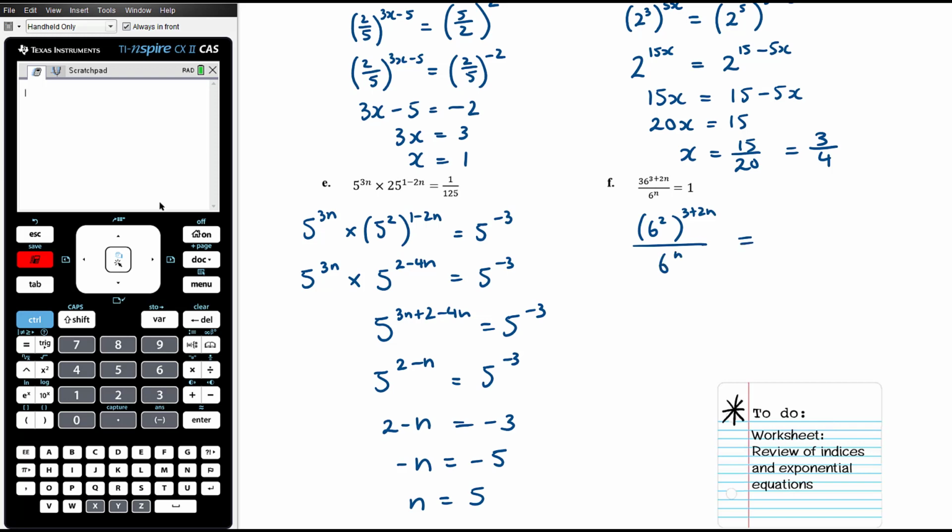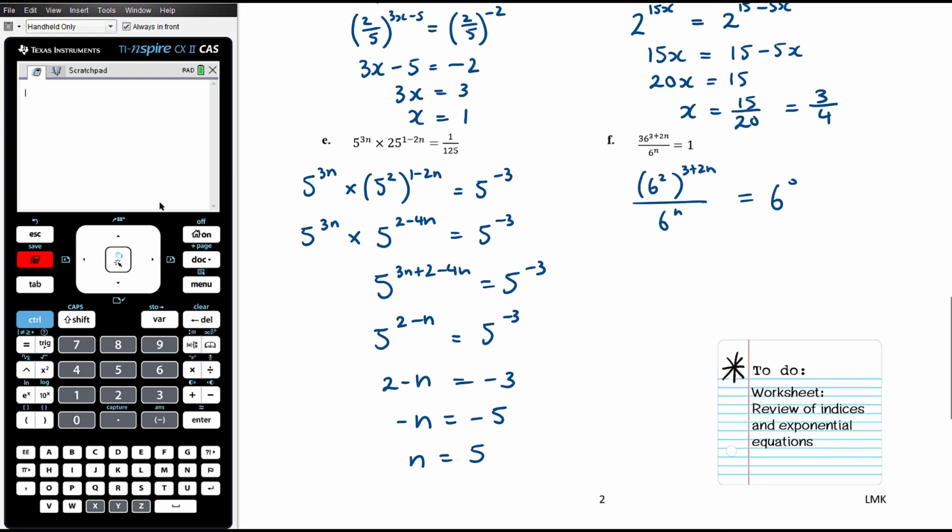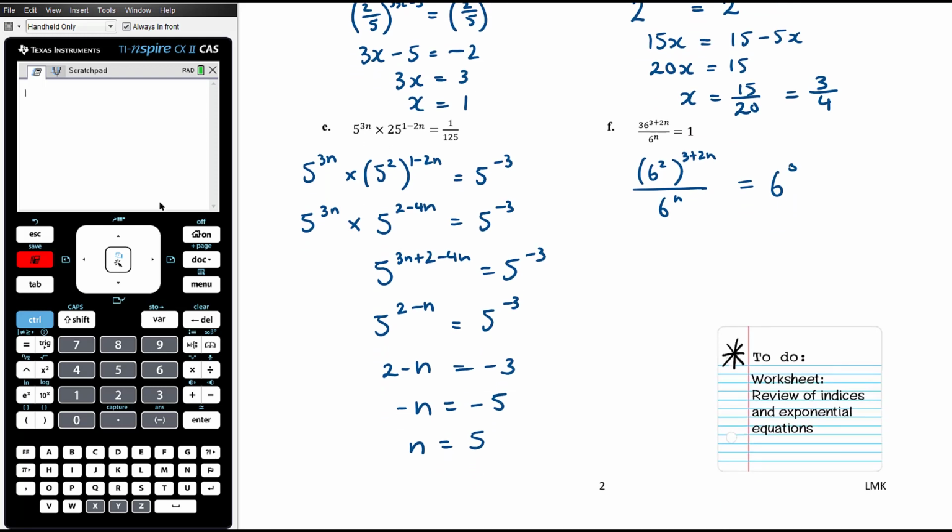Okay. The other thing you could do is, I'm going to show you this just because I think it'll come up, it'll be a bigger issue in other equations. We could think about how do we write 1 with a power of 6? Well, it's 6 to the power of 0. Okay. So then we can multiply the powers on the numerator here. So that's 6 to the power of 6 plus 4n over 6 to the n equals 6 to the 0.